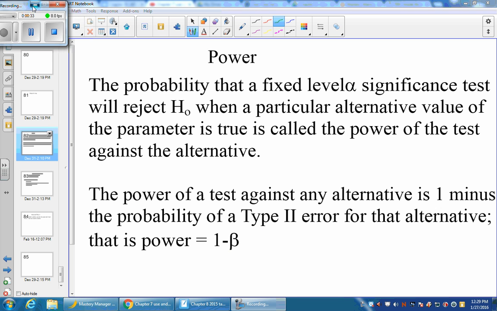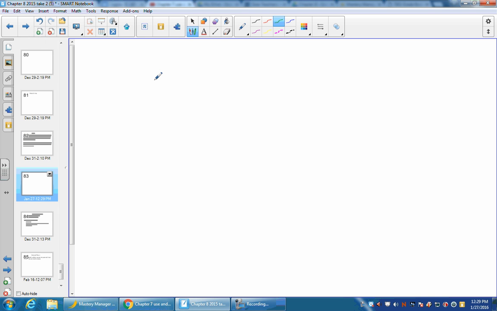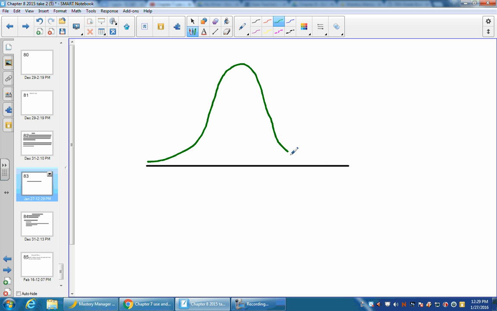Now that's just a bunch of words, isn't it? Let's see if we can explain what those words mean. Now, let's take, for instance, a distribution. You may have noticed in my last video, I talked about the probability of getting a type 1 error, but I didn't talk about the probability of getting a type 2 error.